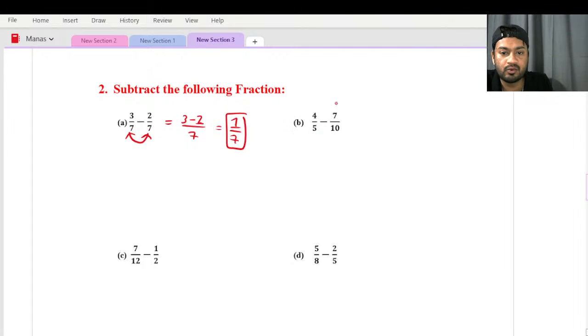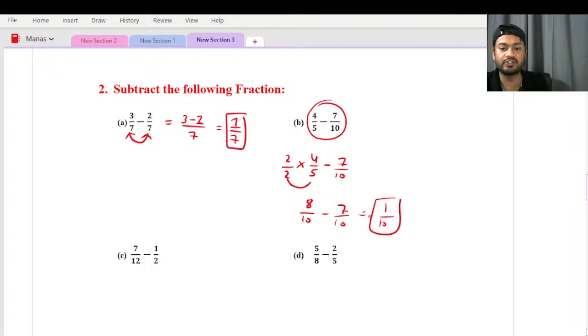Now here we cannot do directly because the denominators are not the same. So I will write 4 by 5 minus 7 by 10, and you can multiply and divide by 2 so that it will become 10. So 4 times 2 is 8, 8 by 10 minus 7 by 10, right? So 8 minus 7 is 1, 1 by 10. So this is your answer.